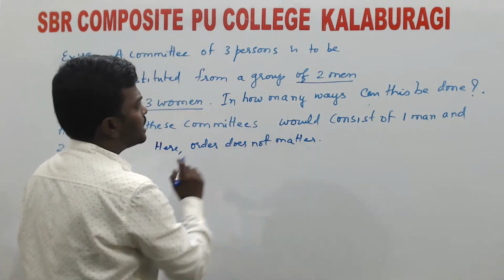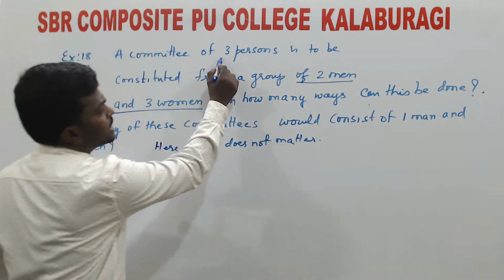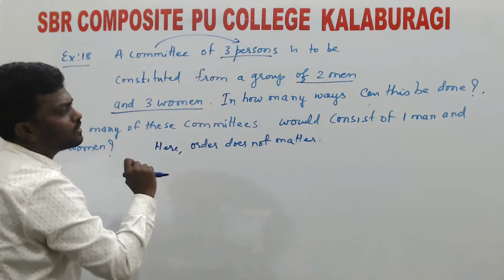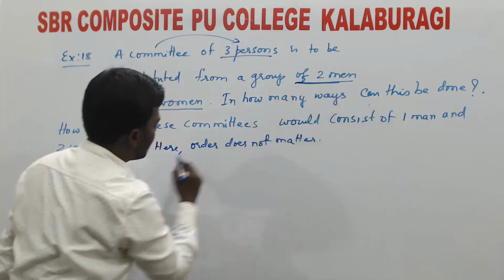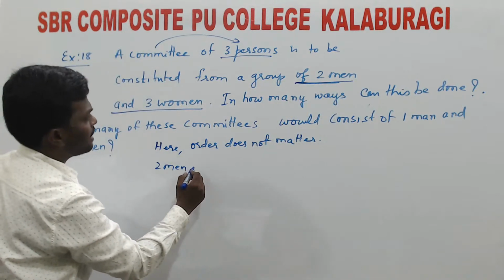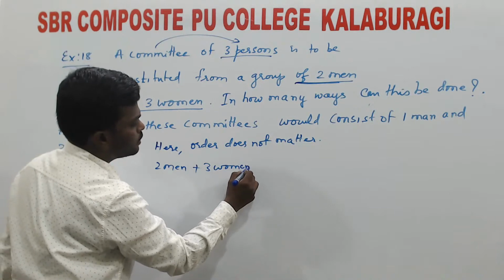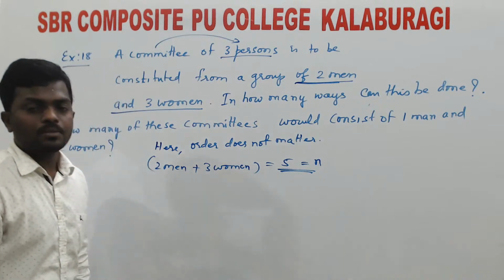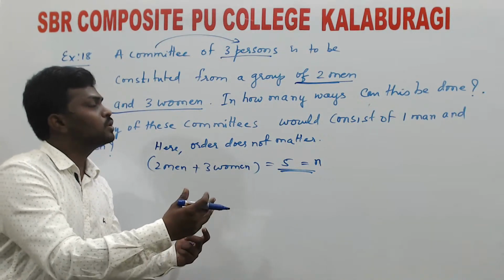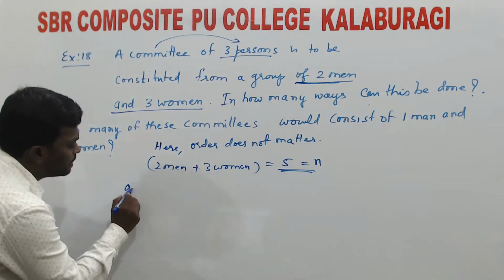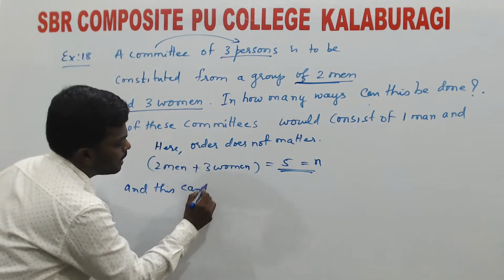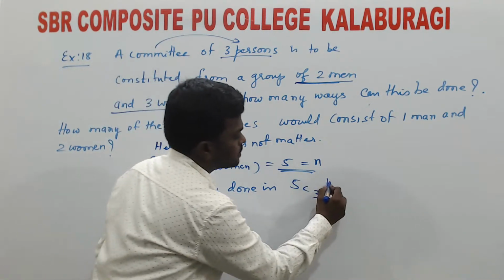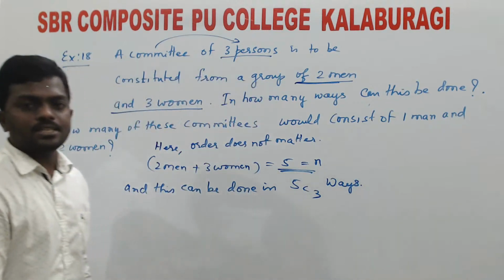So here order does not matter. They are asking us to make a 3 persons committee. How many in total are given? 2 men, and 3 women also. So total persons are 5, right? So can I take it as n is equal to 5? Out of 5 persons, you have to make a committee of 3 persons, and this can be done in 5C3 ways.